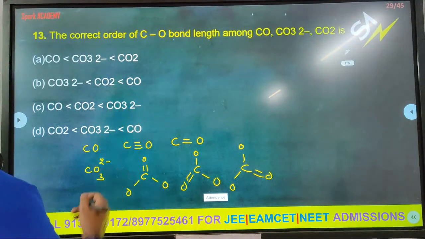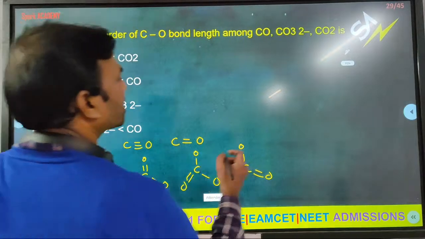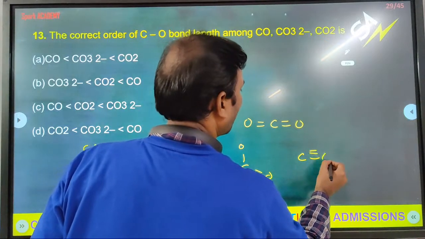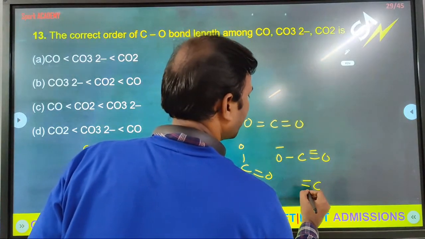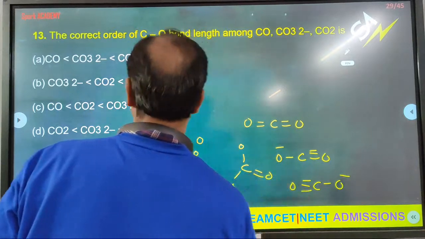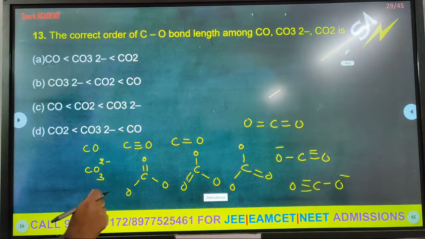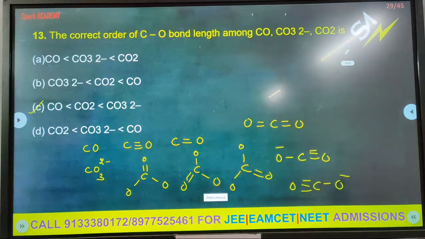Now what about CO2? Carbon can have a single bond here, with this side positive and this side negative. By this way we get the structures. Now, the more single bond character in resonance, the more the bond length. The more the single bond character, the more the bond length.